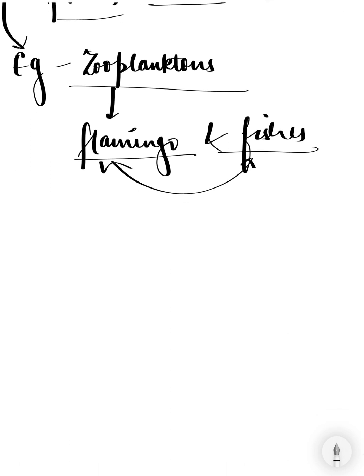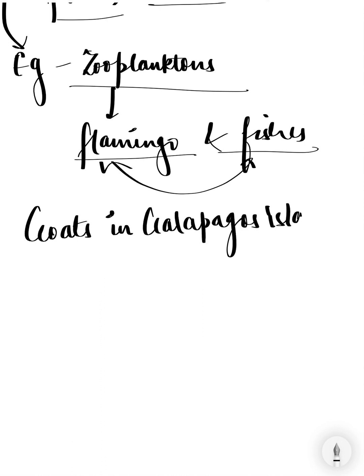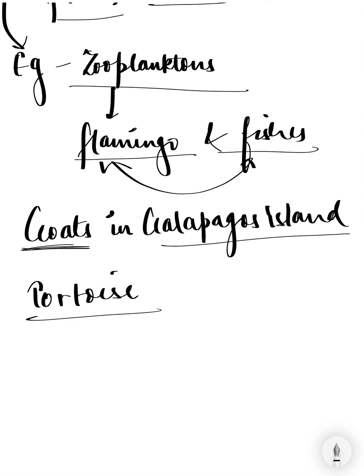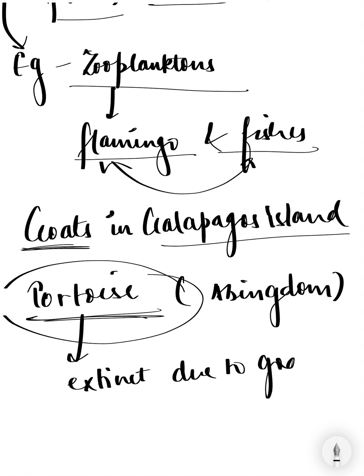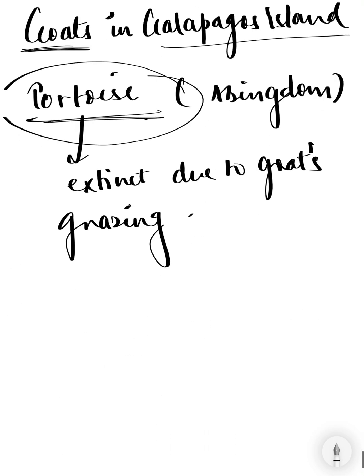Another example here is goats in Galapagos Island. Because of the existence of the goats on Galapagos Island, what happens? There were tortoises on these islands, which were named Abingdon. These tortoises became extinct due to the goats' grazing efficiency.